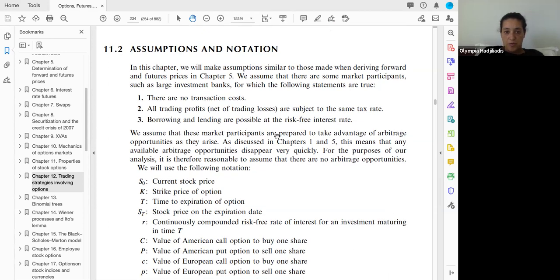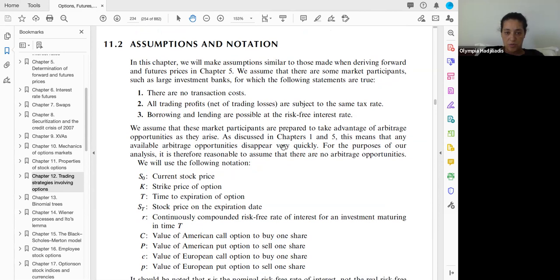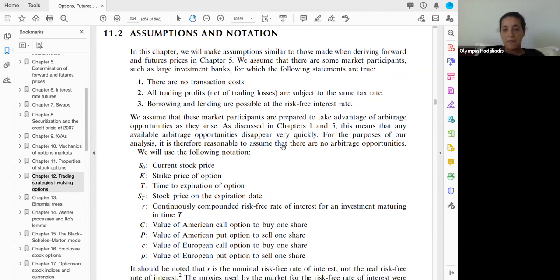Borrowing and lending are possible at the risk-free interest rate. We assume that these market participants are prepared to take advantage of arbitrage opportunities as they arise. As discussed in chapters 1 and 5, this means that any available arbitrage opportunities disappear very quickly. For the purposes of our analysis, it is therefore reasonable to assume that there are no arbitrage opportunities.